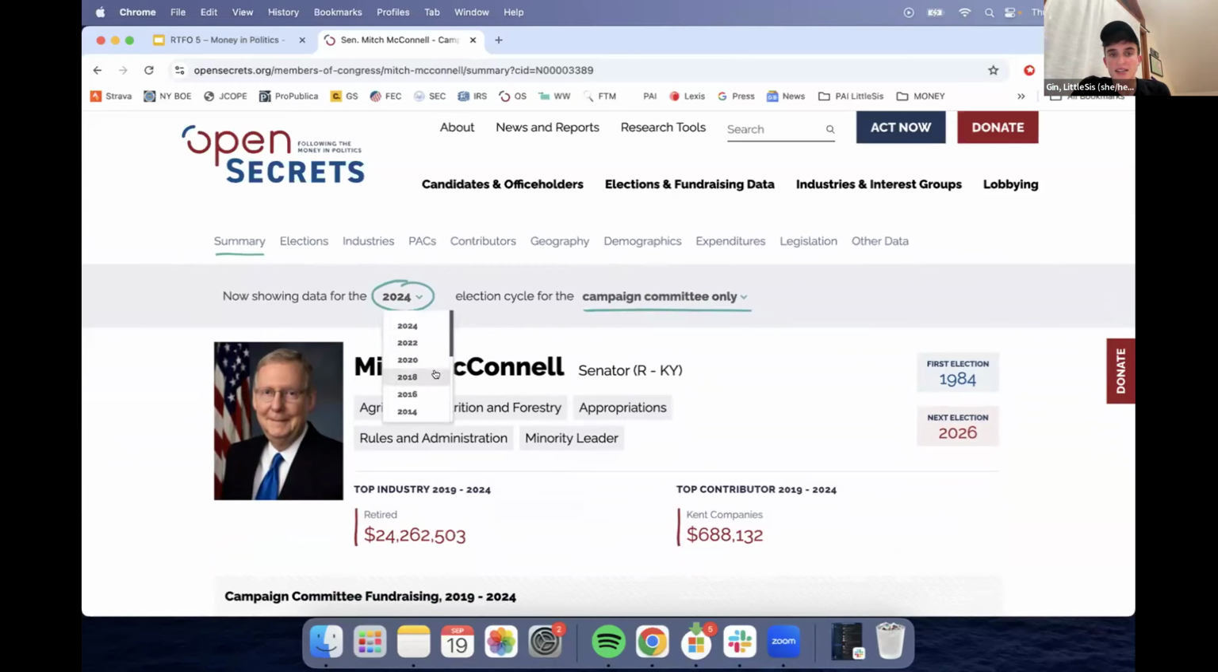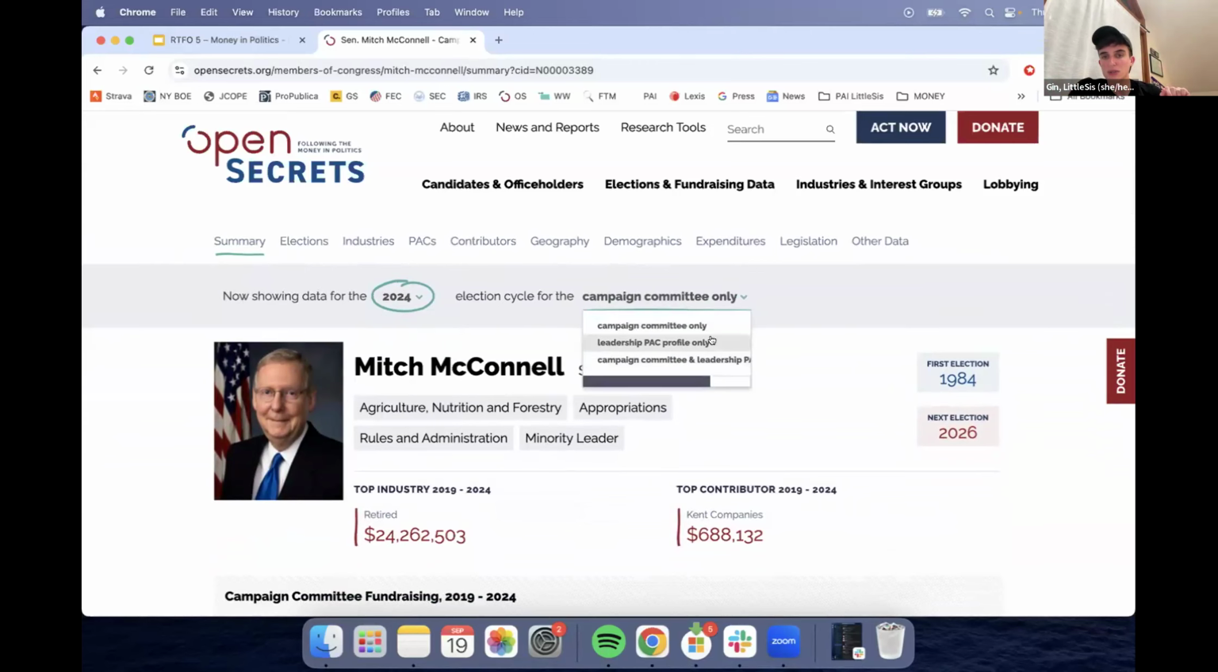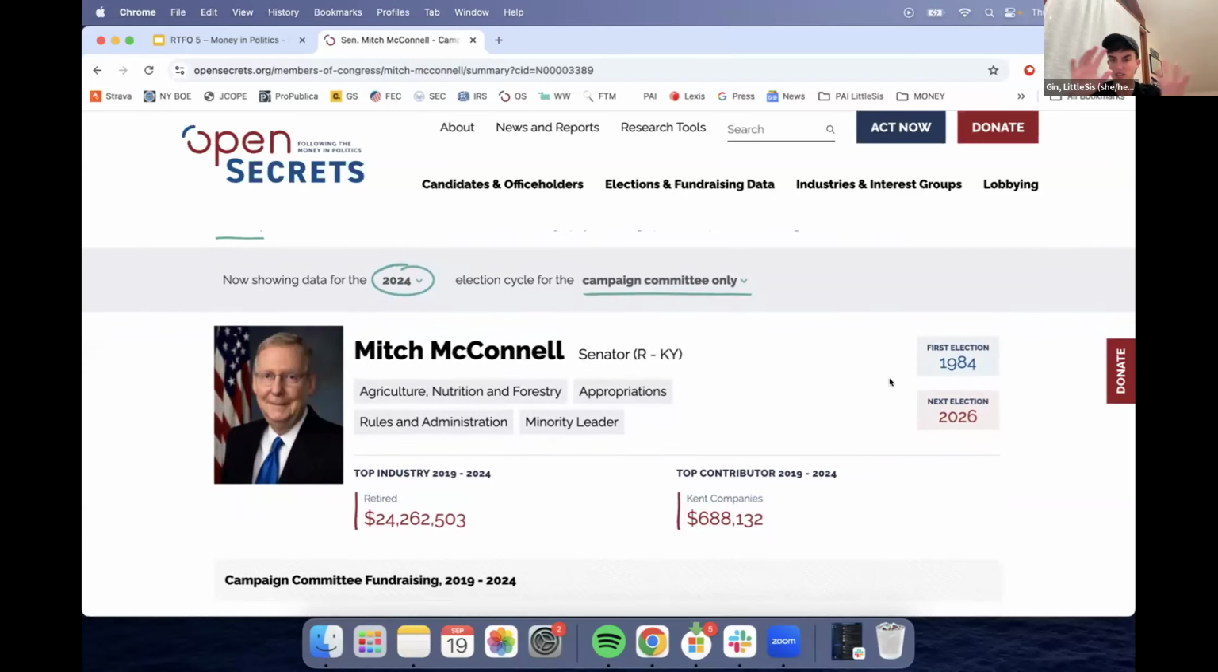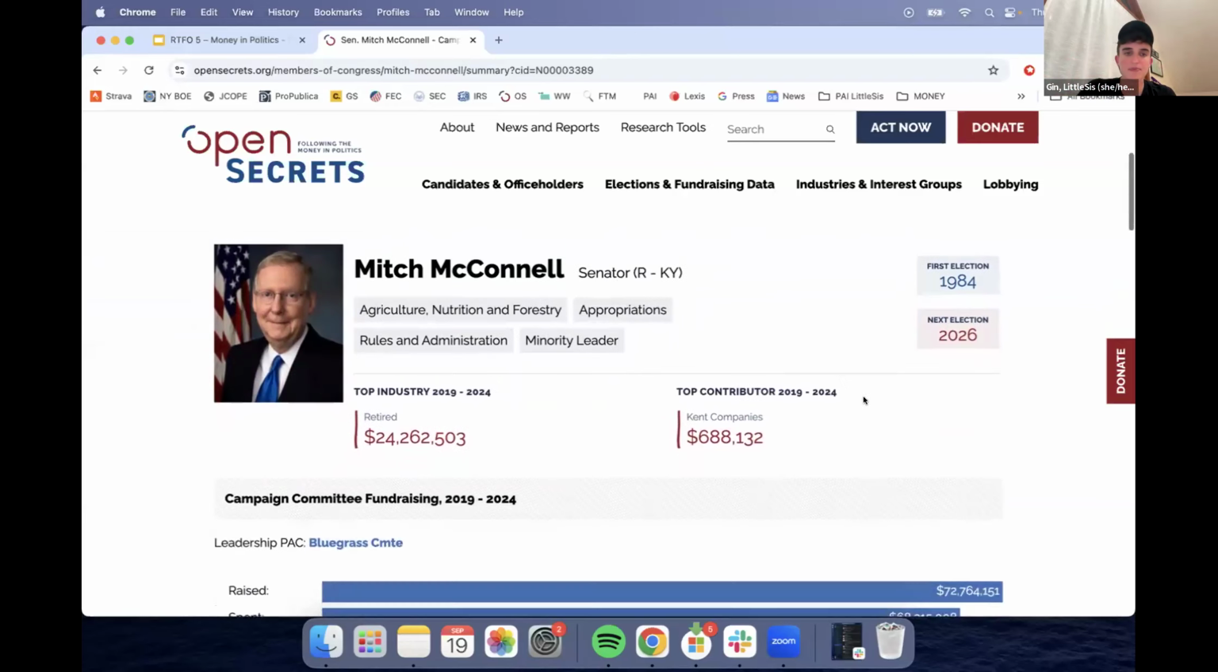You can click that and adjust for whatever time frame. It's in election cycles, so it's in a 2-year time frame. And you can even do just overall career. And then it'll show you is this data related to the campaign committee, the leadership PAC, or both? And so they really split it out, and you can customize what you want to look at.